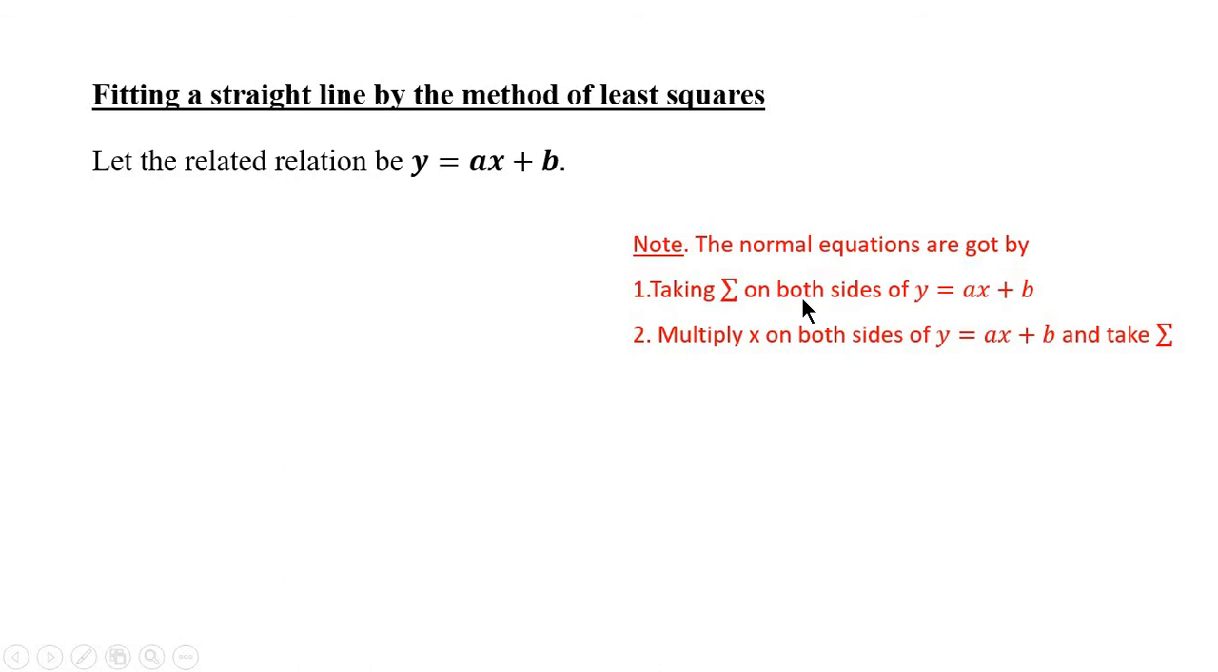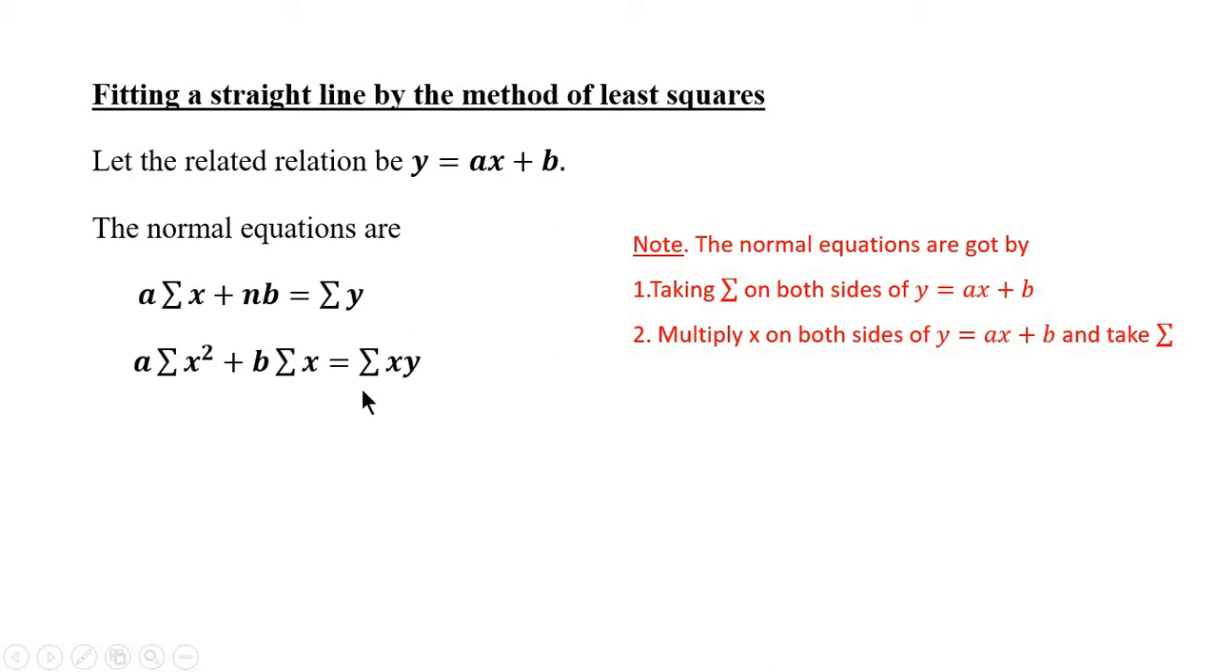For the first normal equation, take sum on both sides of the equation y equal to ax plus b. For the second normal equation, multiply by x on both sides of the equation y equal to ax plus b and then take sum on both sides. After following these steps, the normal equations are sigma y is equal to a sigma x plus sigma b, that is adding b n times, so we get nb. This appears to be the first normal equation.